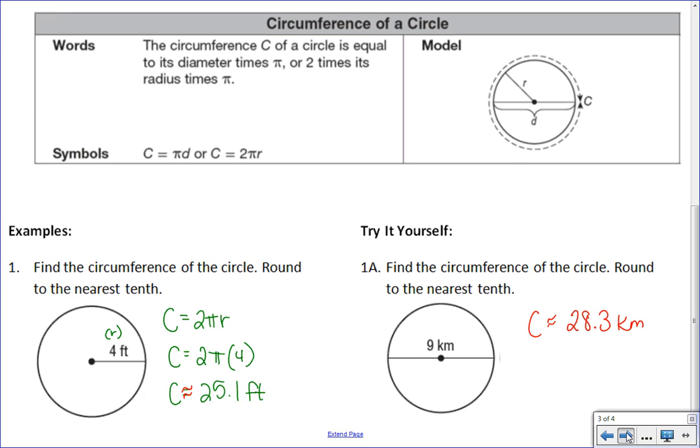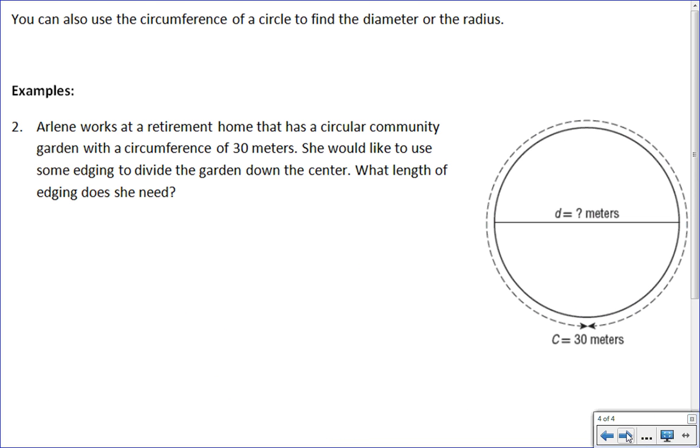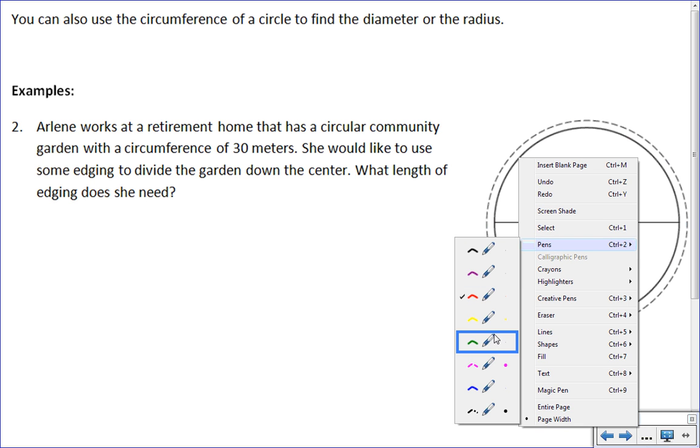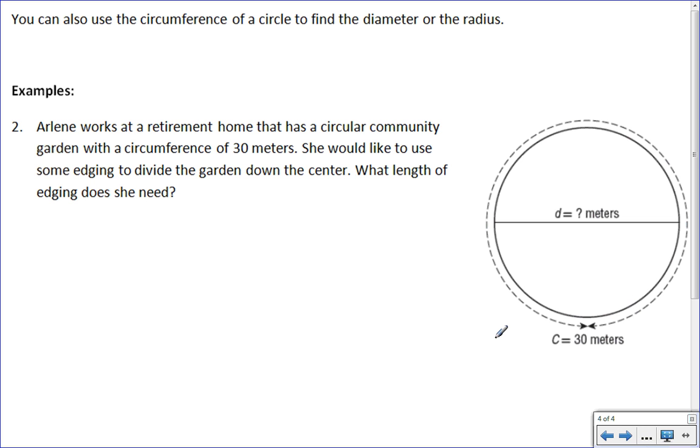Okay, let's continue. You can also use the circumference of a circle to find the diameter or the radius. So this is basically like working backwards, but we'll still use the same formula, we'll just solve it a little differently. So example 2 says, Arlene works at a retirement home that has a circular community garden with a circumference of 30 meters. And we see that in this picture. Here's the circle, the circumference all the way around is 30 meters. She would like to use some edging to divide the garden down the center. What length of edging does she need?